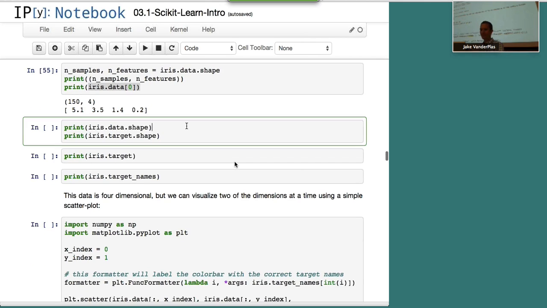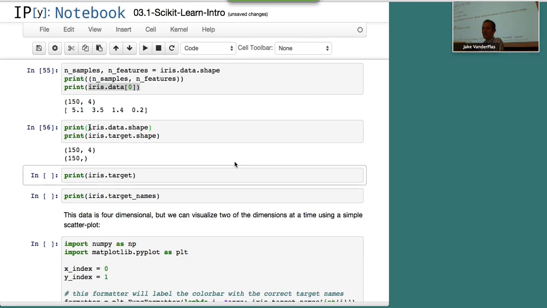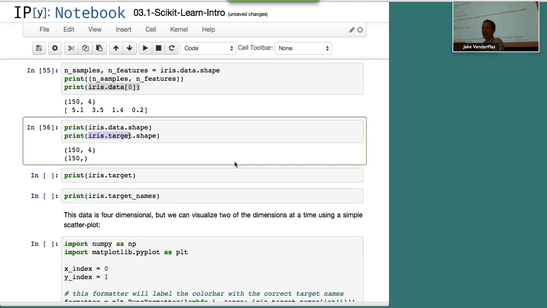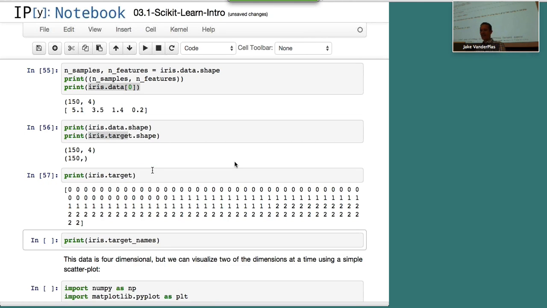Right? And if we compare this, we have the iris data shape and the target shape. Data shape is 150 by 4, so that's that X matrix that I wrote right there. And the target shape is 150, so that's that Y vector that I wrote. And to take a look at these targets, it's just a bunch of 0s, 1s, and 2s, right?